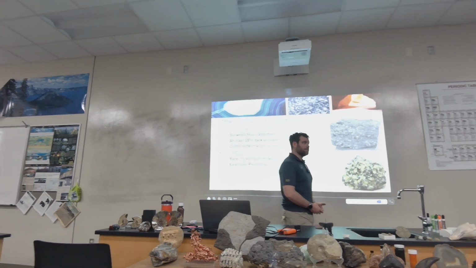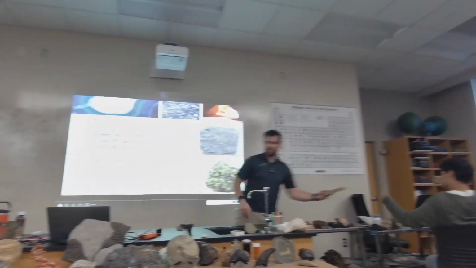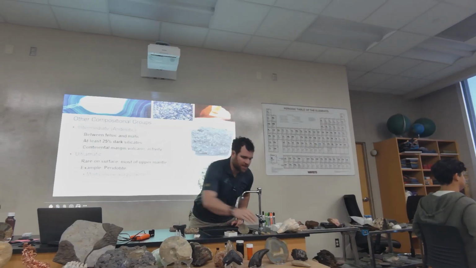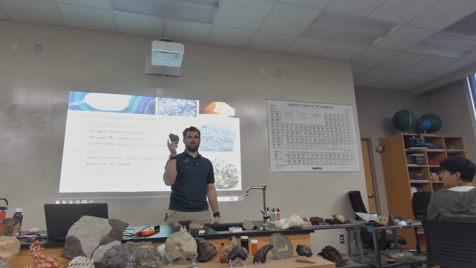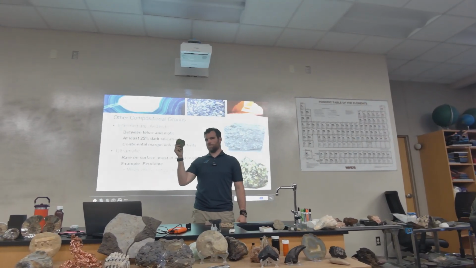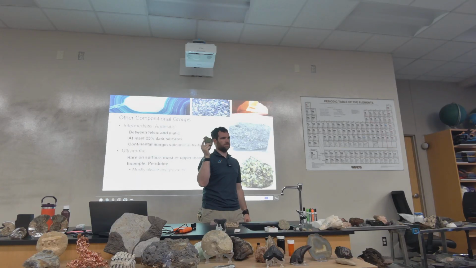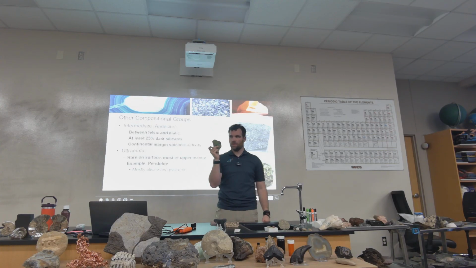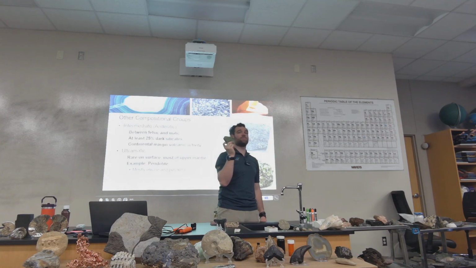And you've actually already seen an ultramafic igneous rock right here. I passed it around the other day. That green stuff, that's olivine. The black stuff, that's pyroxene. This is an ultramafic igneous rock. Zero light silicates present here. Only dark silicates, because it's formed so deep underground.